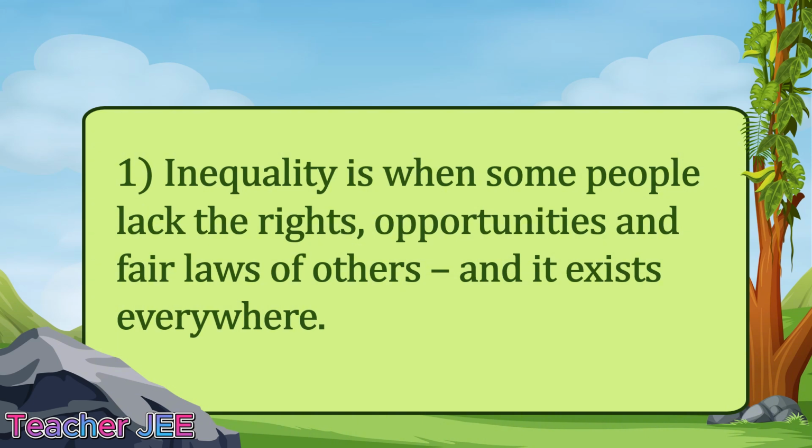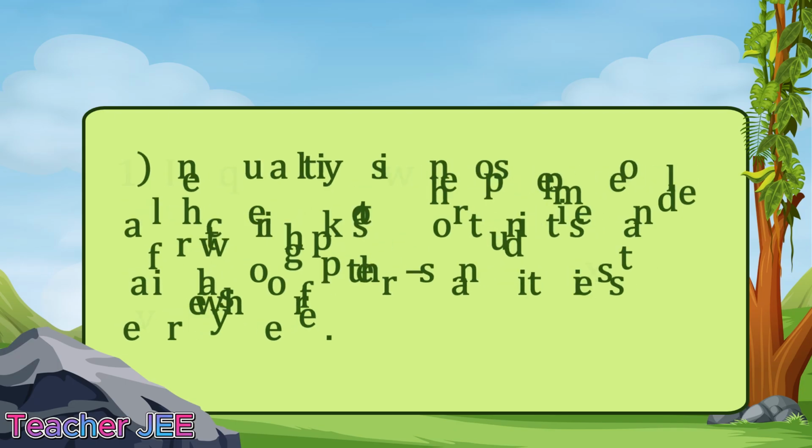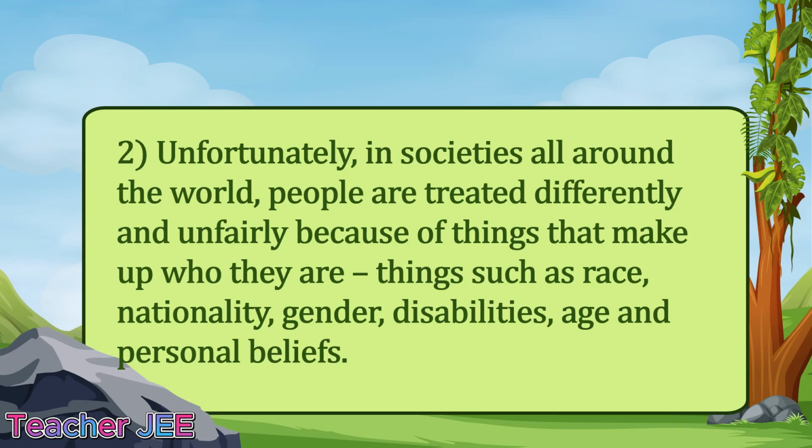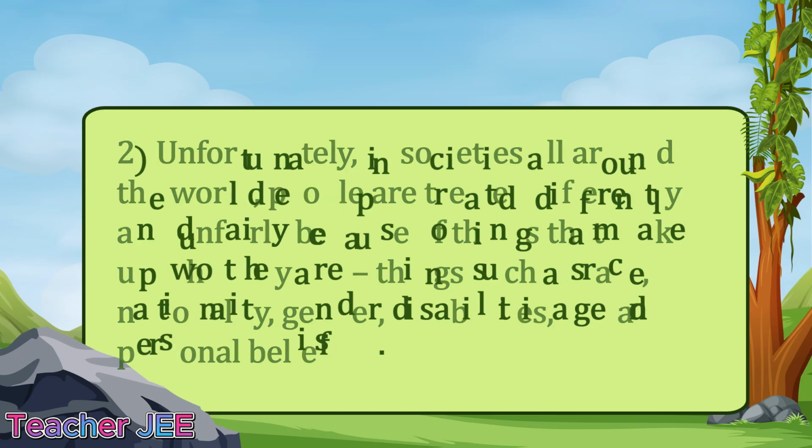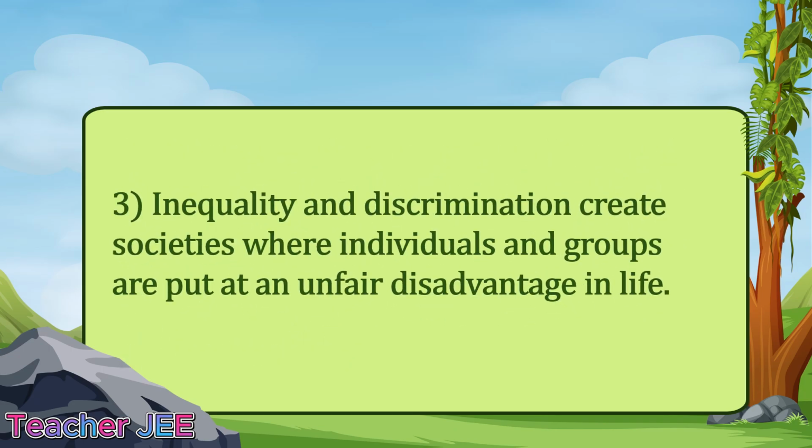First, inequality is when some people lack the rights, opportunities, and fair laws given to others, and it exists everywhere. Number 2, unfortunately, in societies all around the world, people are treated differently and unfairly because of the things that make up who they are. Things such as race, nationality, gender, disability, age, and personal beliefs. Number 3, inequality and discrimination create societies where individuals and groups are put at an unfair disadvantage in life.